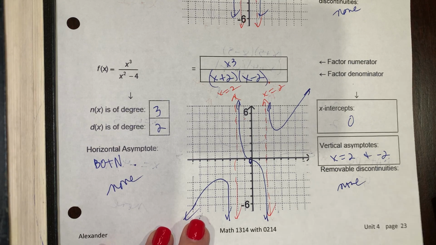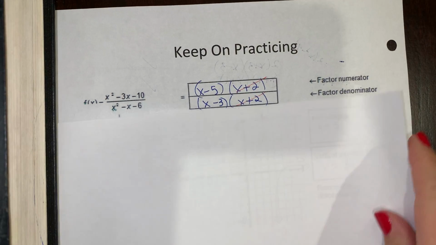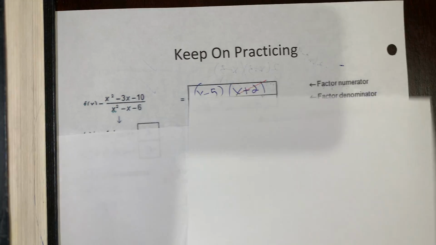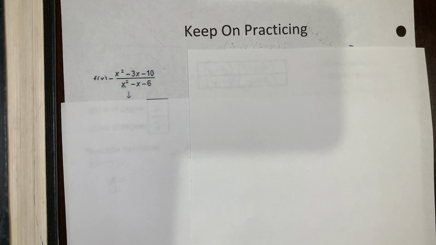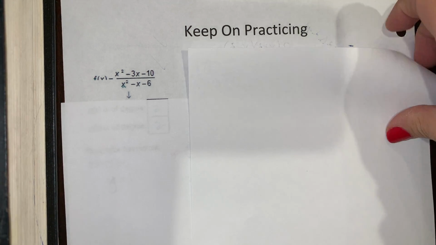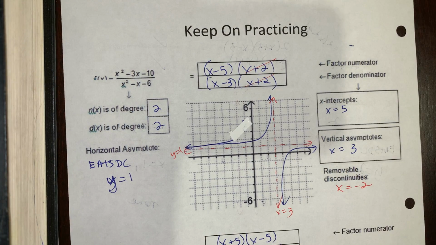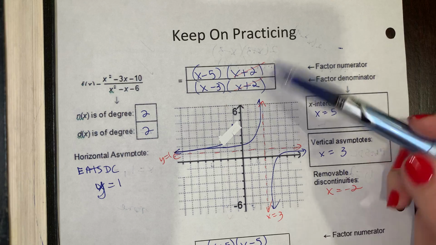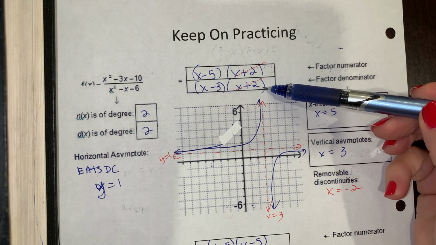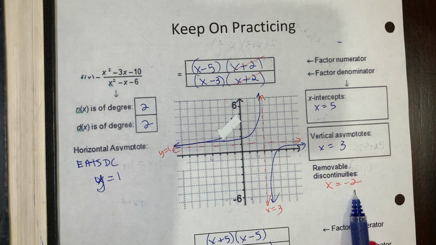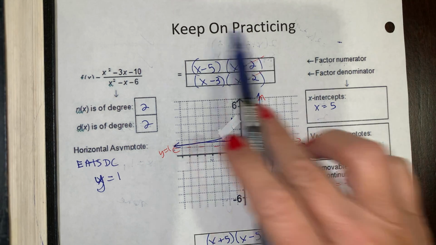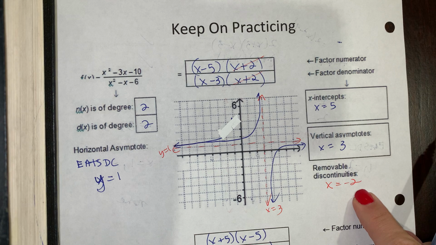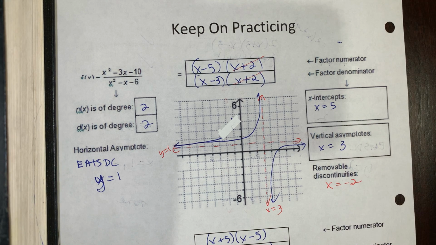Okay, now the back has this keep on practicing. So if you will attempt this problem, pause the video, and then turn the video back on and check your work. Okay, so I do want to point out that when you factored this, this is one of the ones that has a removable discontinuity finally. So here we are at x equals -2. So go through and check out the rest of this. This is just one of the first ones that we've had with a removable discontinuity.